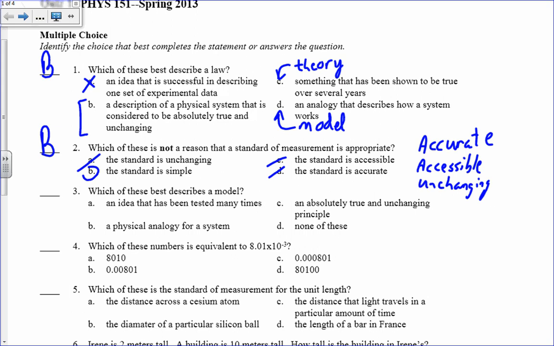Which of these best describes a model? An idea that's been tested many times, a physical analogy for a system, absolutely true and unchanging principle, or none of these? All right, we've already talked about this in problem number 1, so the answer is B. Which of these numbers is equivalent to this in scientific notation? I'm going to move that decimal place over 3 spaces, so it's going to be 0.00801. Which is option B.